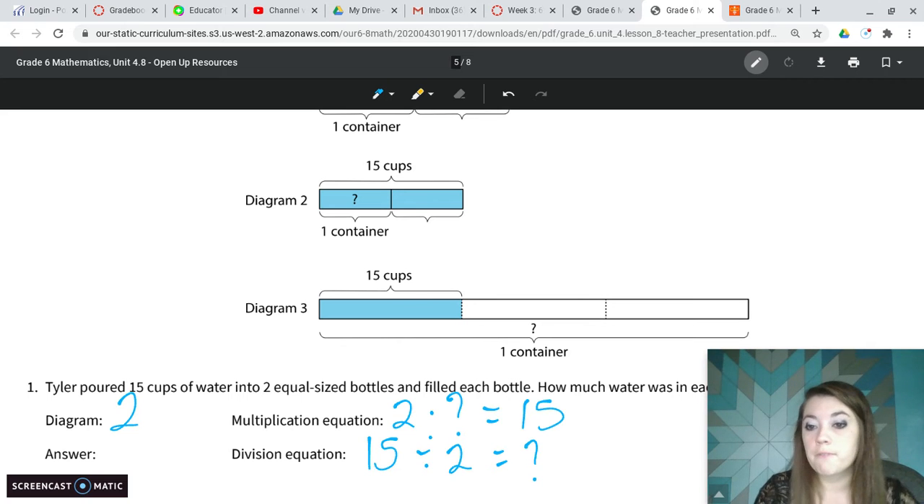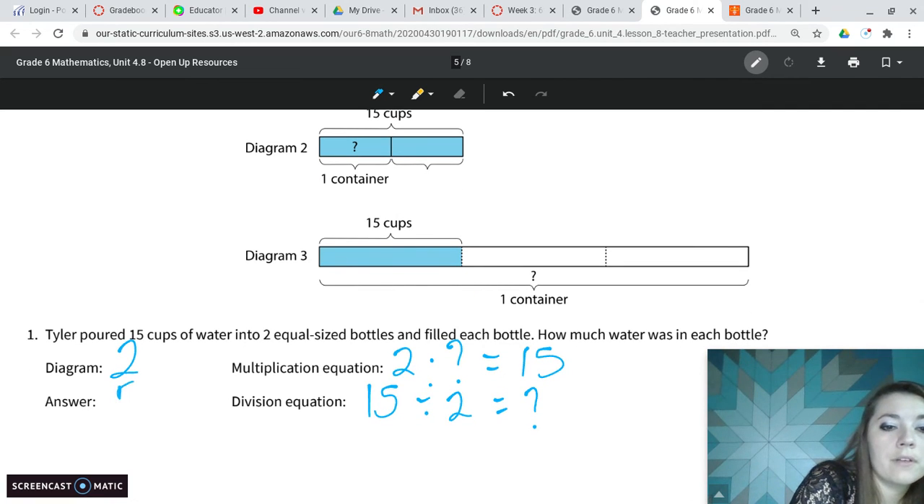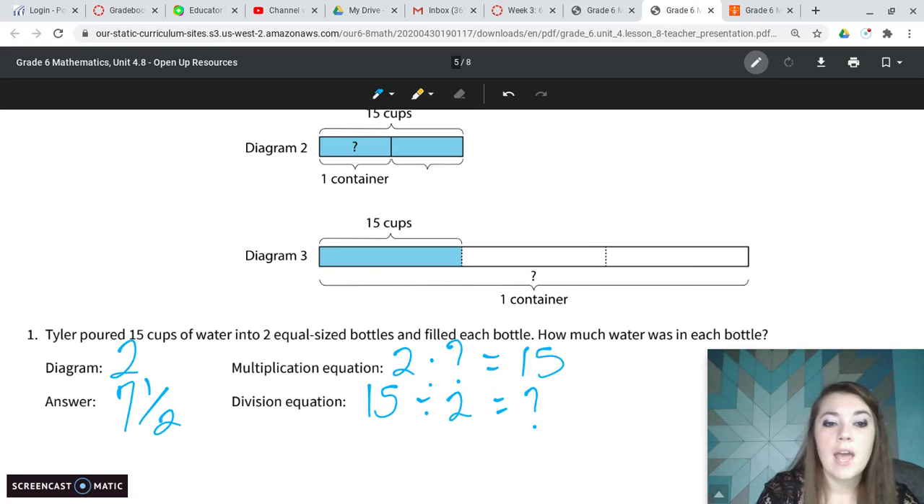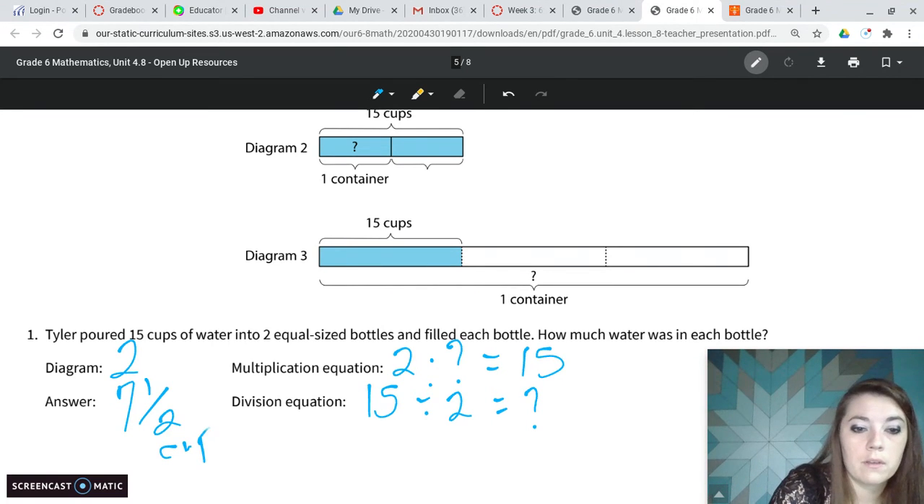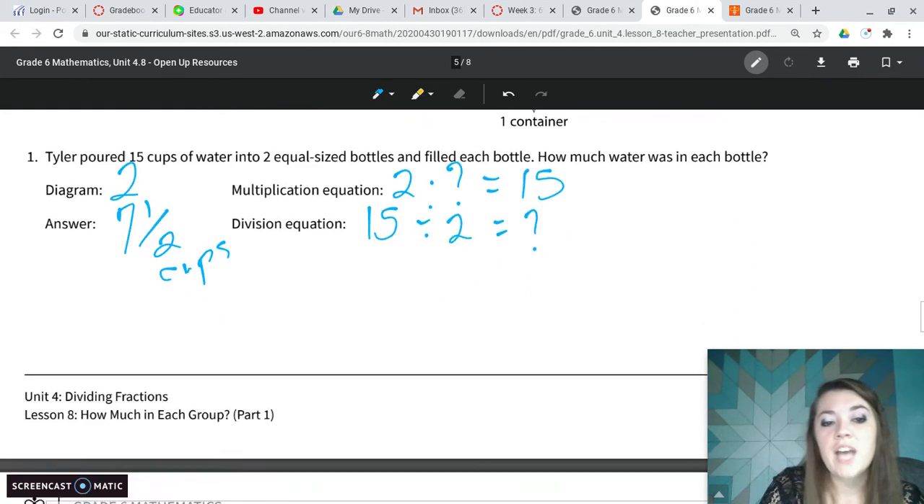Now, if we take 15 and divide it by 2, what's half of 15? 7.5. So each one of those bottles has 7.5 cups of water in it. So there is our solution. So we've used diagram 2.